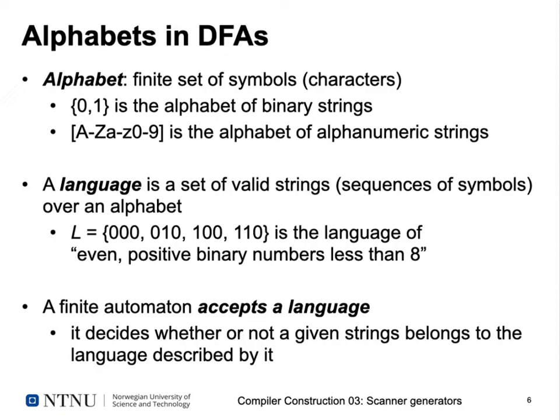And we've already seen that a finite automaton accepts a language. So we read a character sequence, we arrive at an accepting state, and there are no more characters coming, or if there are more characters coming, we ensure that when the last character was read, we have arrived at an accepting state. Then we have successfully recognized a word from the language our automaton is supposed to recognize, and if not, we have found an error in the input. So an automaton decides whether or not a given string belongs to the language described by it.